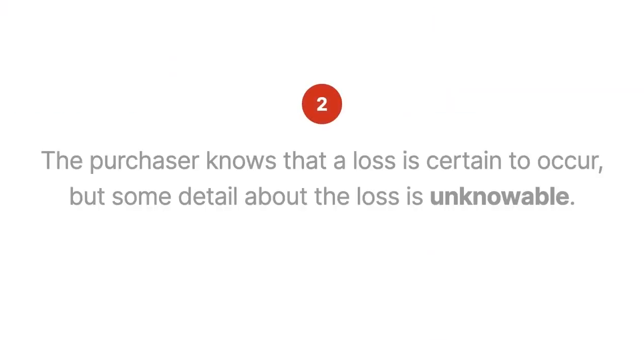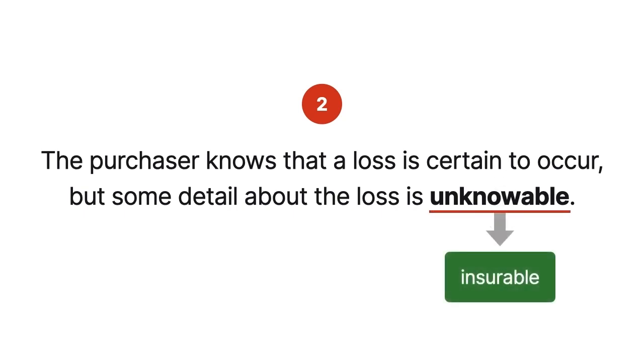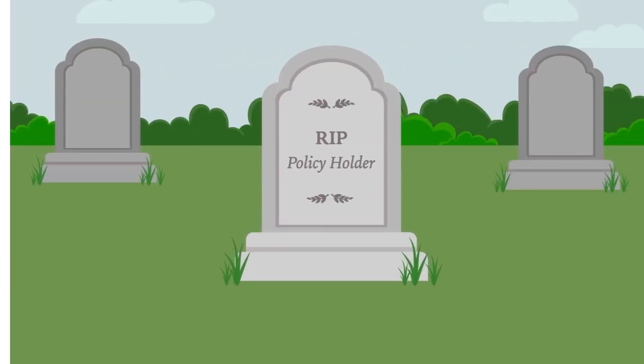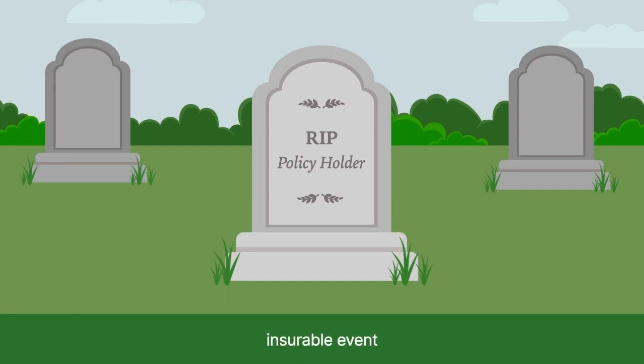Sometimes the purchaser knows that a loss is certain to occur, but some detail about the loss is unknowable, such as the loss's timing, scope, or severity. The unknowable, fortuitous detail makes the loss insurable. For example, it's certain that someone who purchases life insurance will die, but the timing of a particular individual's death is unknowable and fortuitous. Thus, the person's death is an insurable event.